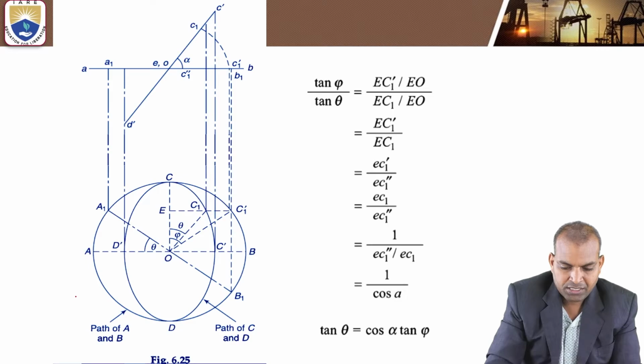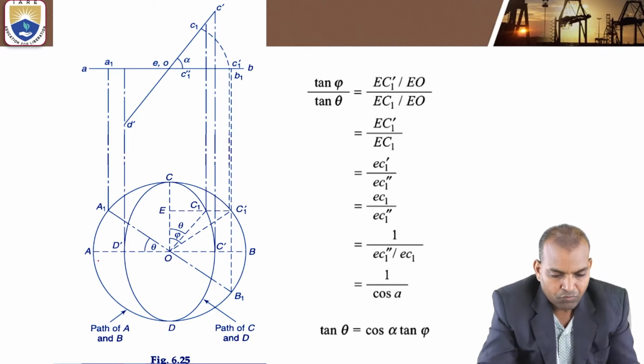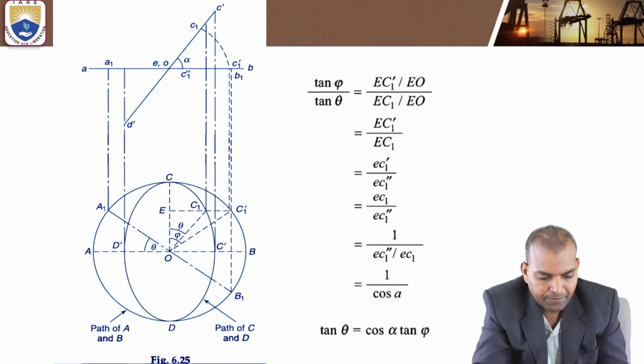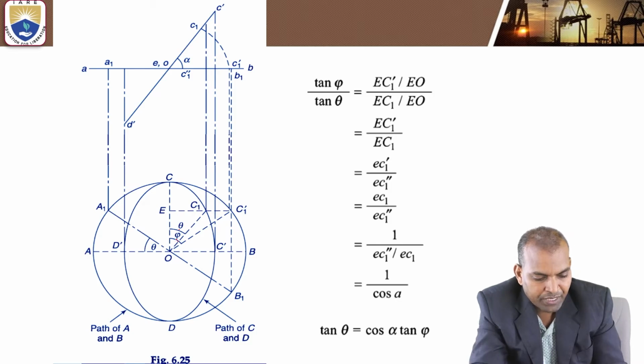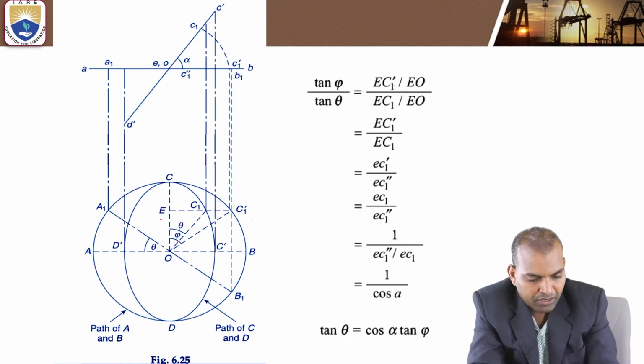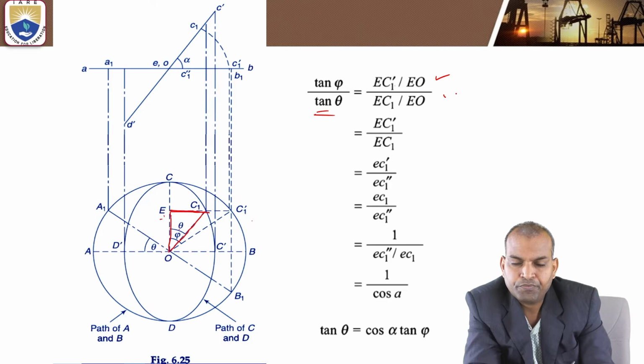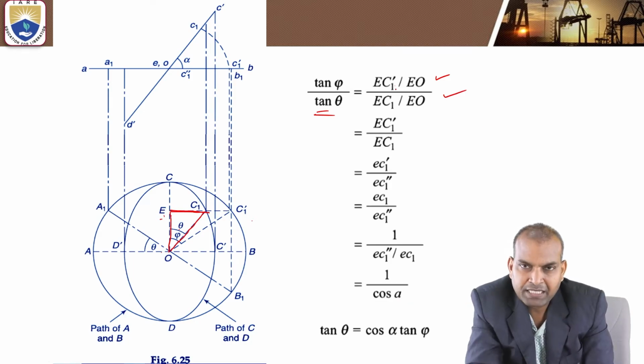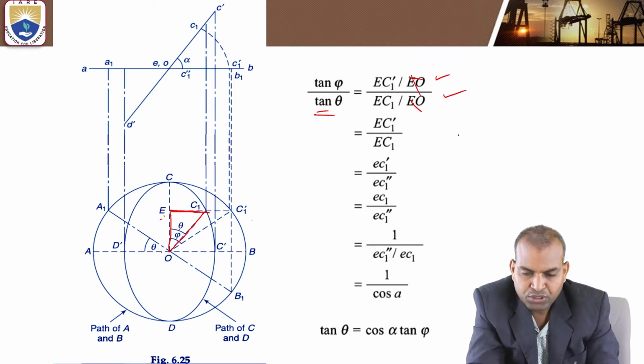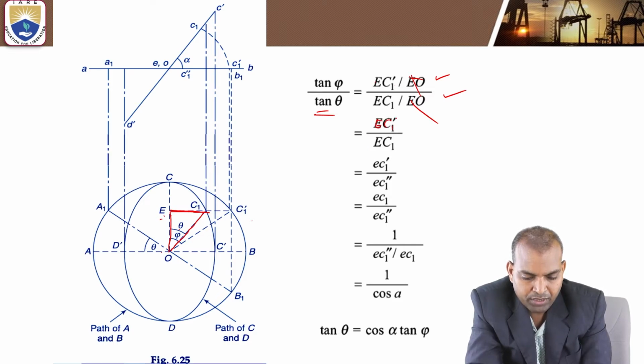Now, after doing this, what is tan phi by tan theta? From this, tan phi equals EC1 dash by the adjacent side, EO. Tan theta, from this triangle, equals EC1 by EO. Now, after cancelling EO from both denominators, it becomes EC1 dash by EC1.